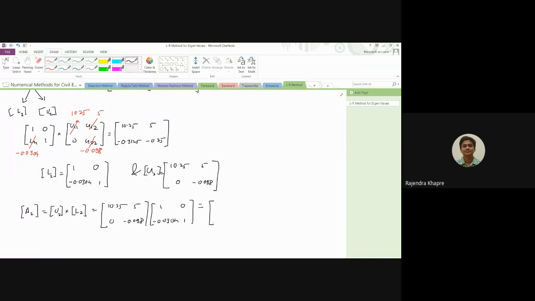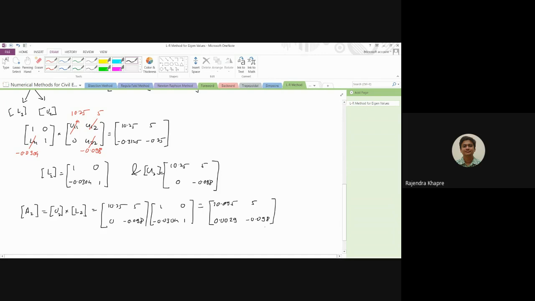Yes, anyone? A2 matrix. Did anyone get it? Yes, please tell me the values, please. Final values. 10.095. Okay. 5. Okay. 0.0029. Okay. Minus 0.098.